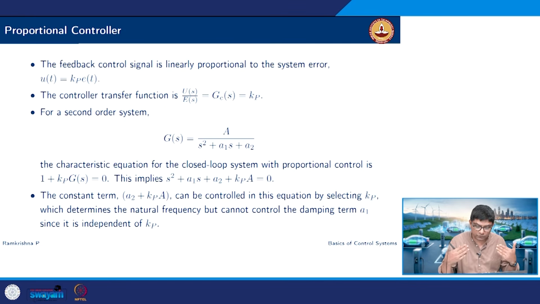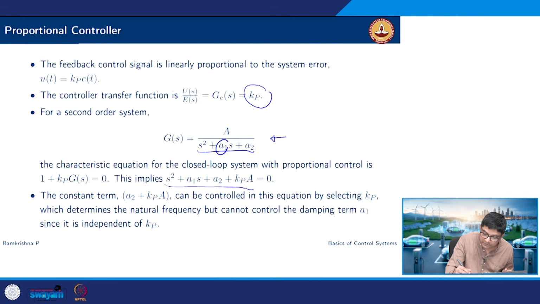So let's do a little bit of analysis on this. If I have just a Kp, and a second order system of this form, this is my original characteristic equation. With Kp, now I have a characteristic equation which is like this, and what we see is that in this characteristic equation, this term is related to zeta and omega n. This term is only related to omega n, or the natural frequency of the system.